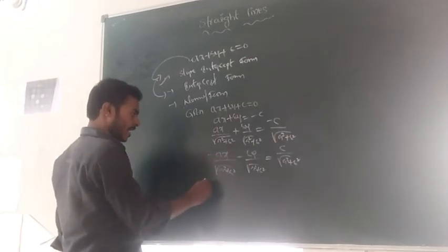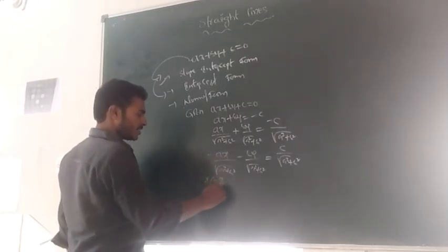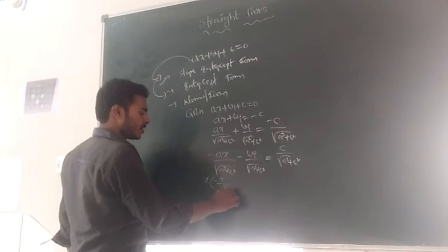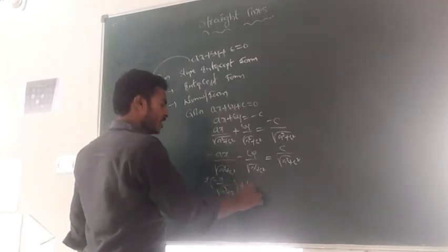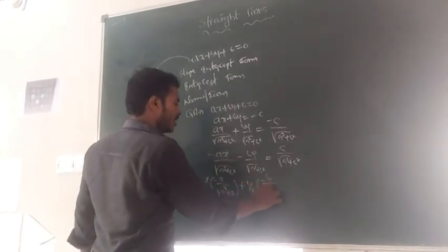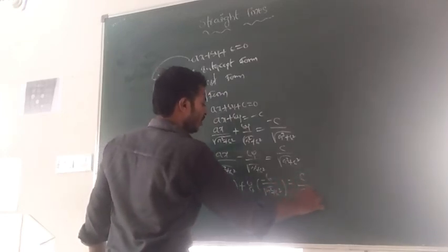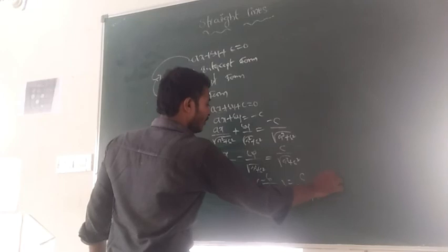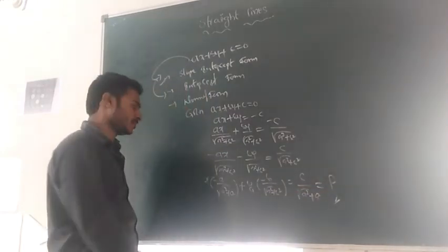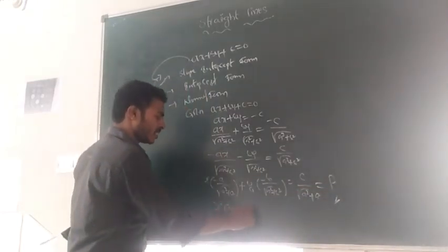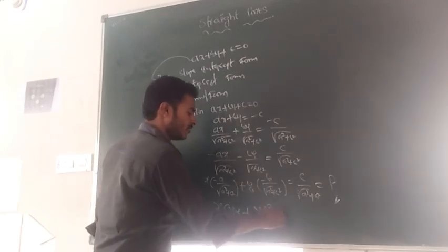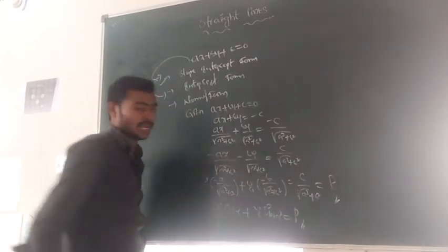It can be written as x into minus a by the square root of a square plus b square plus y into minus b by the square root of a square plus b square equal to c by the square root of a square plus b square, which is the perpendicular distance, and which is in the form x cos alpha plus y sin alpha equal to p.